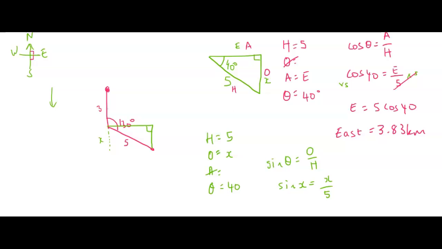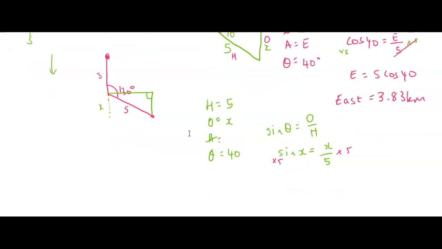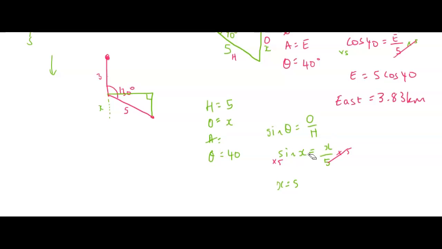Just had a bit of a blank then. Times 5, times 5. Whoops. Okay, and they cancel out. So X is equal to 5. I knew I did something wrong. I don't know whether you noticed me pausing. I shouldn't have had that X there. It should be 40. There we go. Sine 40. 5 sine 40.